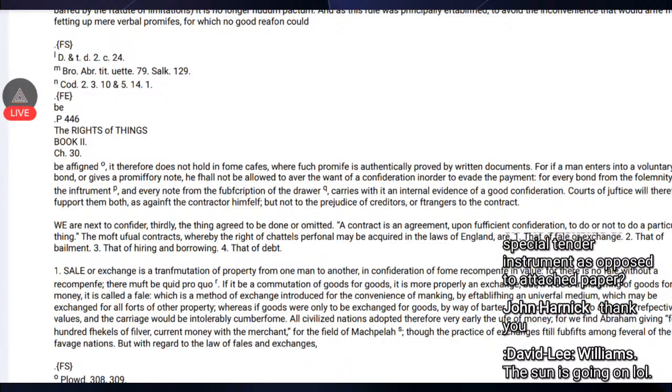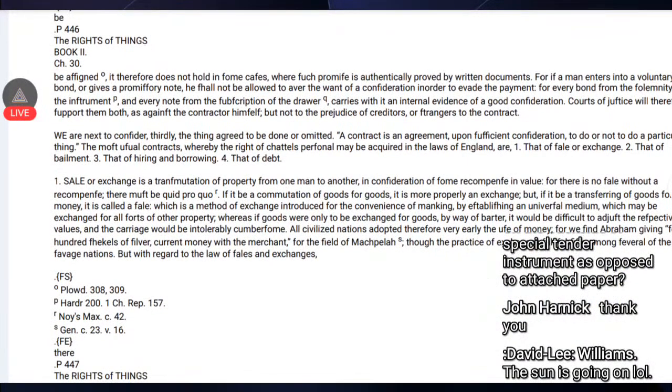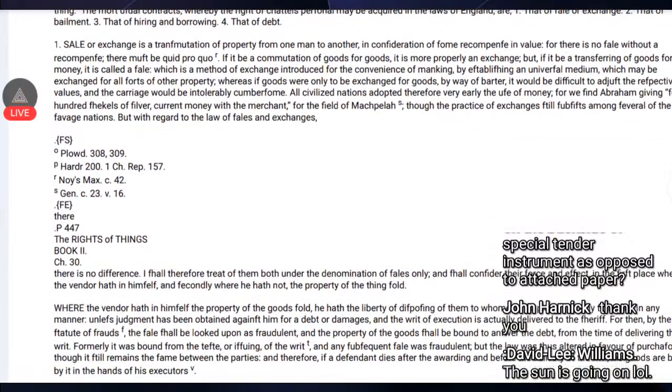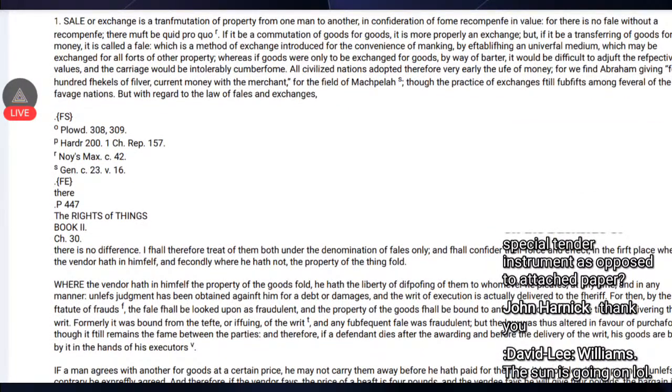If it be a commutation of goods for goods, it is more properly an exchange. But if it be transferring of goods for money, it is called a sale, which is a method of exchange introduced for the convenience of mankind. I don't know what that's saying. Mankind, by establishing a universal medium, which may be exchanged for all sorts of other properties.